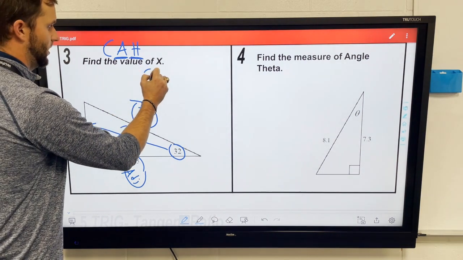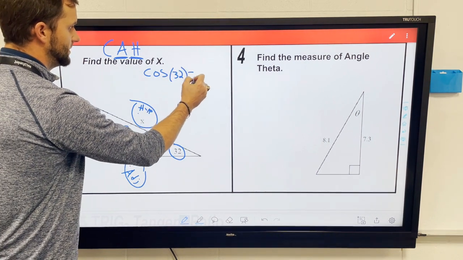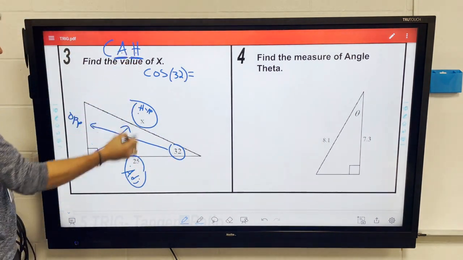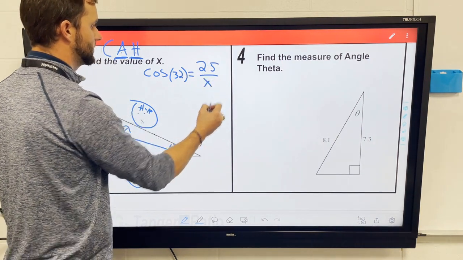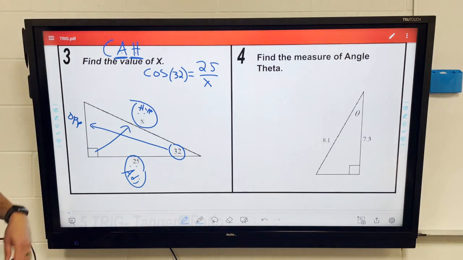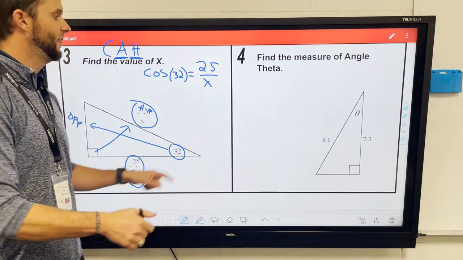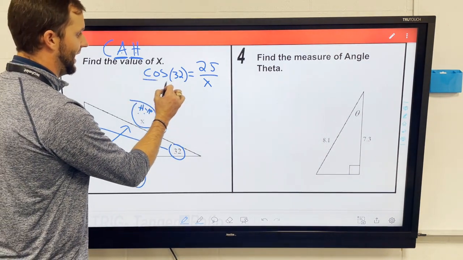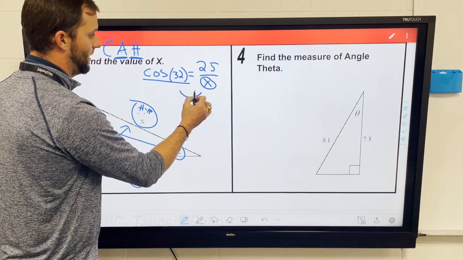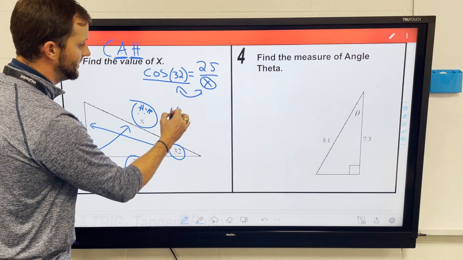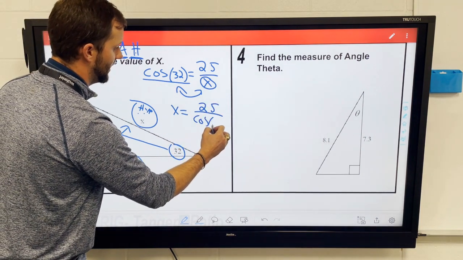So here we go. I'm going to do the cosine of the angle, which is 32, equal to adjacent over hypotenuse. So 25 over x. Now remember, the last lesson I told y'all, when you're doing this trig stuff and there's a variable on bottom, you're literally going to take everything over here and underneath here, and swap places with them. So it's going to come out to be x equal to 25 divided by the cosine of 30.